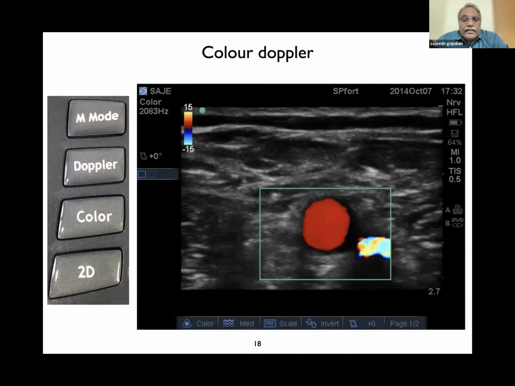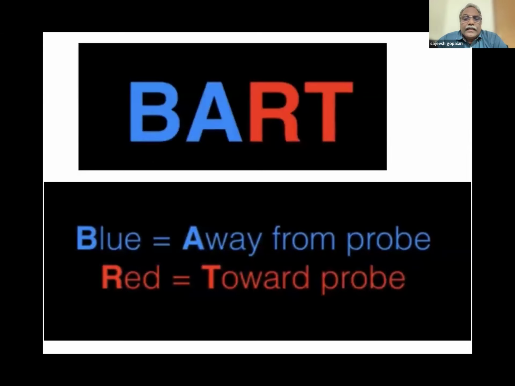So here then we have a color mode. We call it a color or Doppler mode. Here we can put the color mode, and when the window falls exactly on the area we are looking for, we can have a pulsatile or a uniform color change. So here the mnemonic is BART.